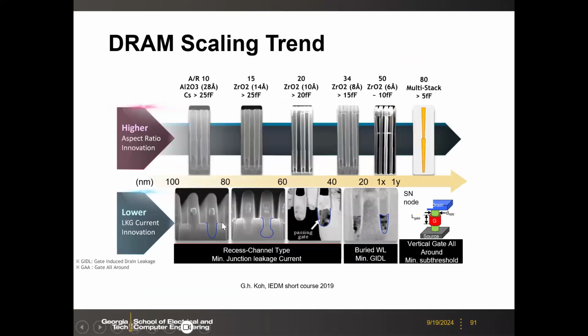So we talk about those innovations over the generations. If you combine the innovations from both capacitor and transistor, then this is how we maintain the scaling, right? So for the capacitor, it gets higher and higher, and for the transistor, we're trying to have this recess channel and then bury this word line. So this is what we have today. Okay. Any questions?